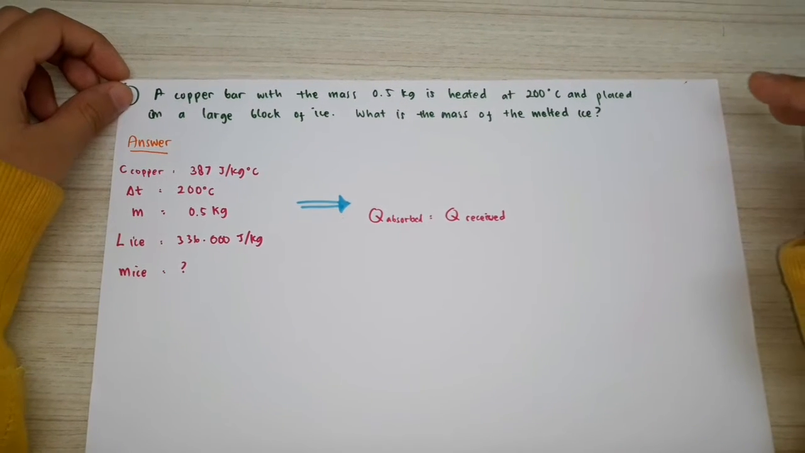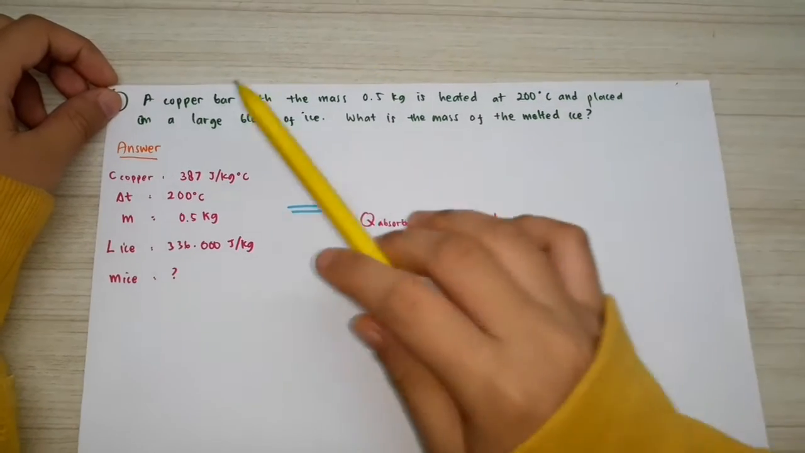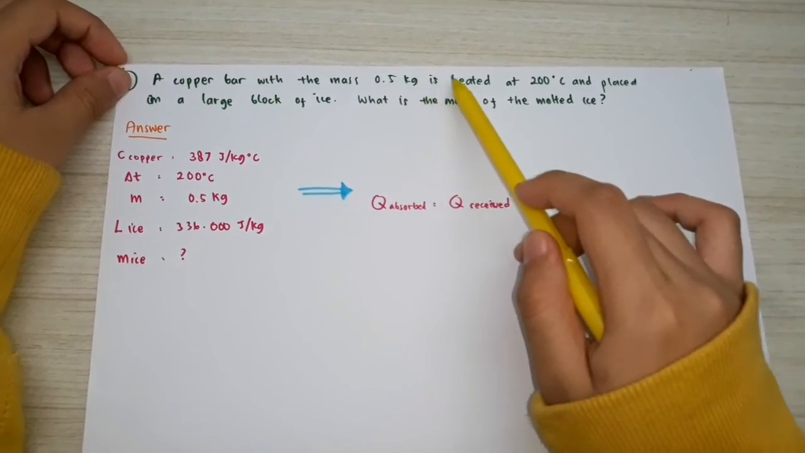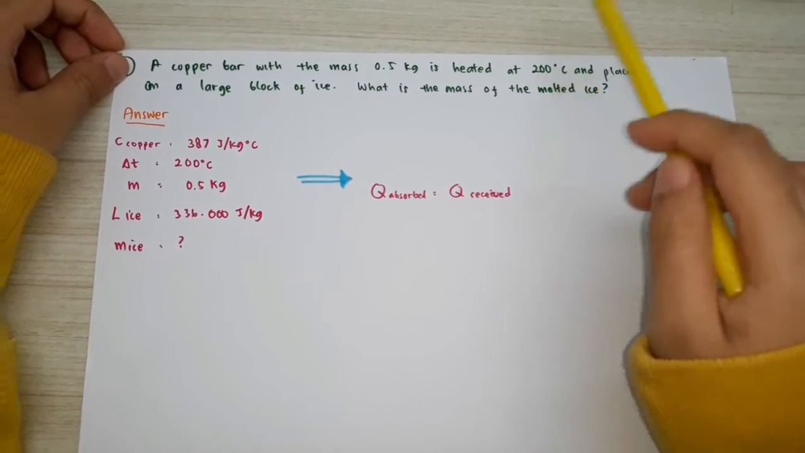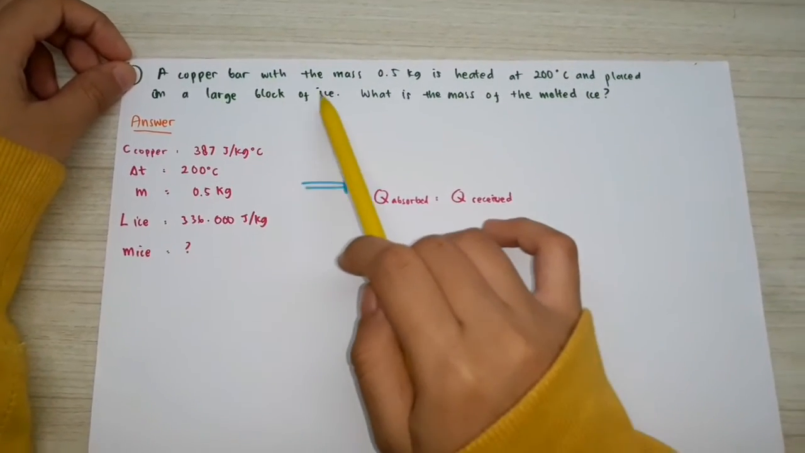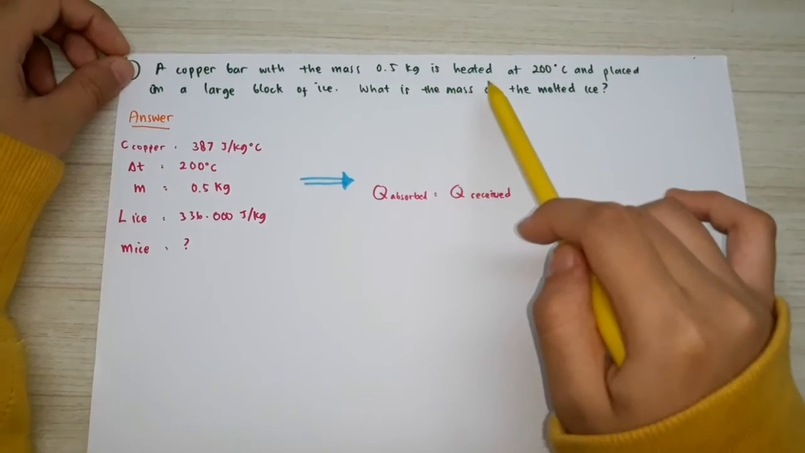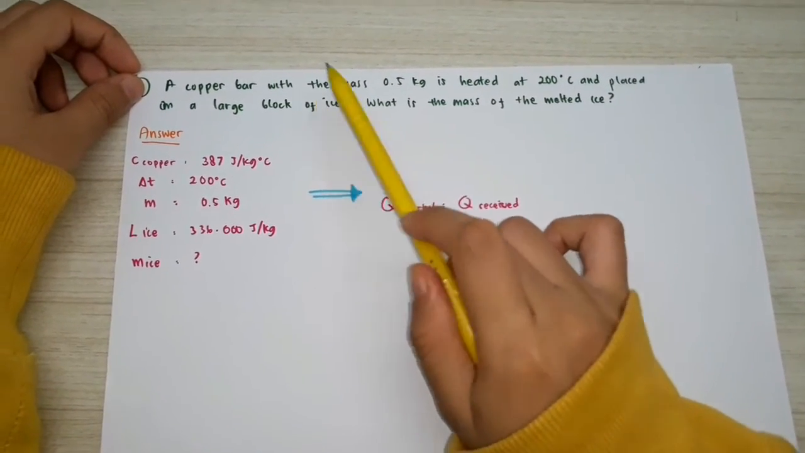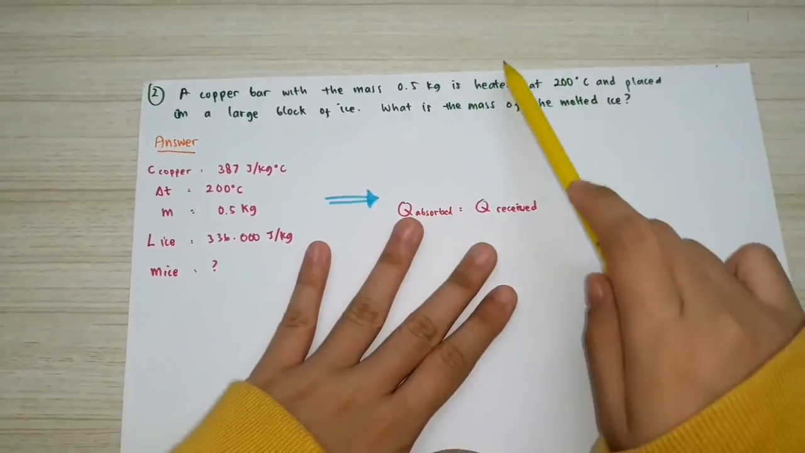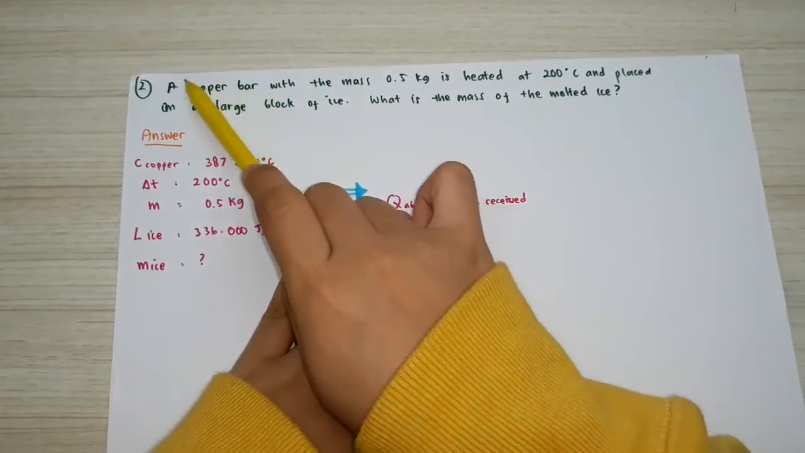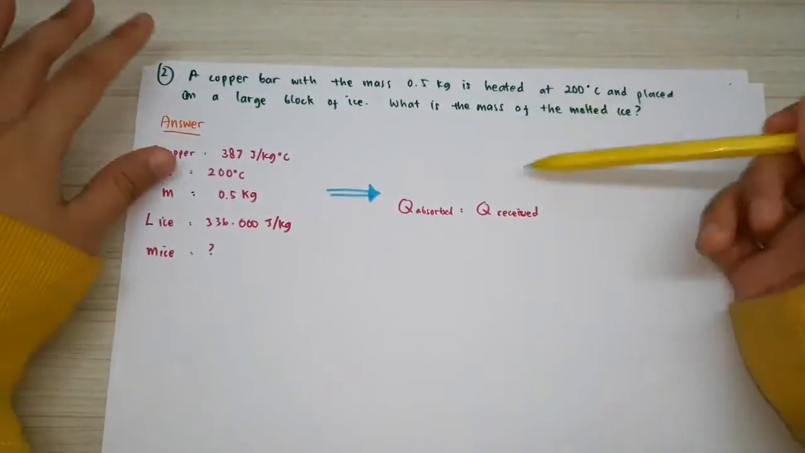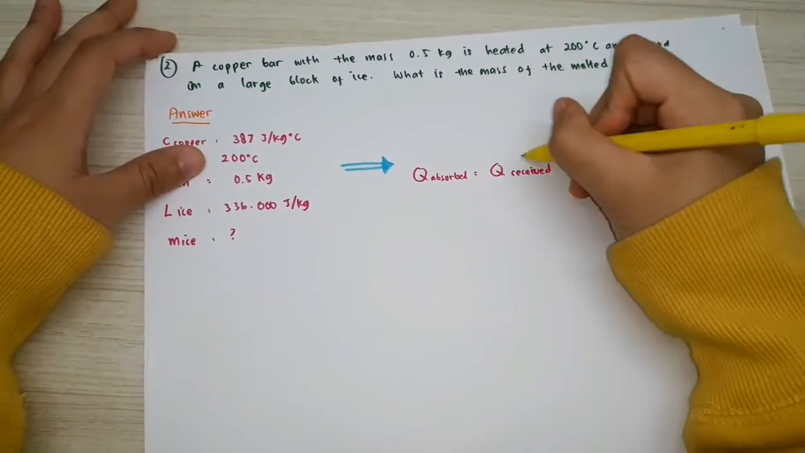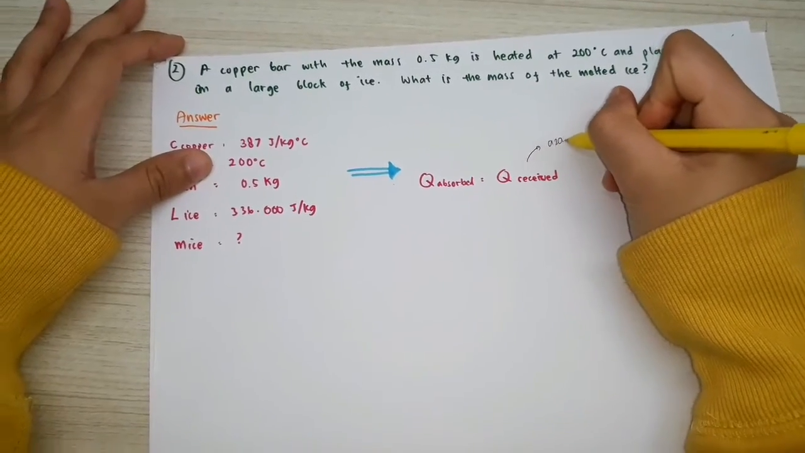This question is about heat. I will read it again for you. A copper bar with a mass of 0.5 kilograms is heated to 200 degrees Celsius and placed on a large block of ice. What is the mass of the melted ice? So if ice is placed under a hot copper bar, it will melt, right? Okay, so to know the mass of the melted ice, we use Black's principle.